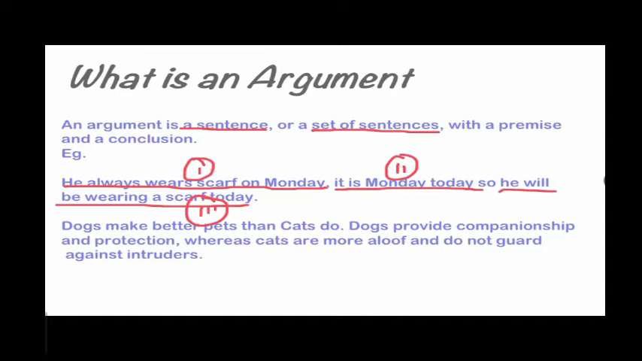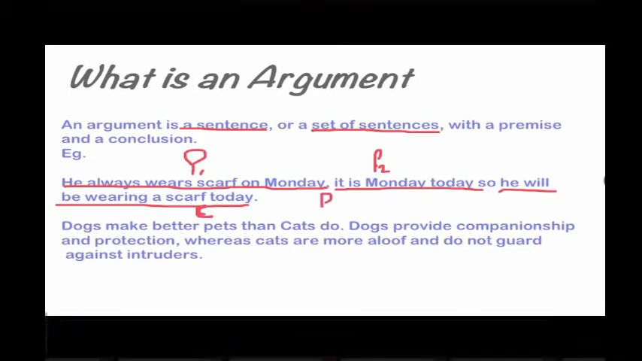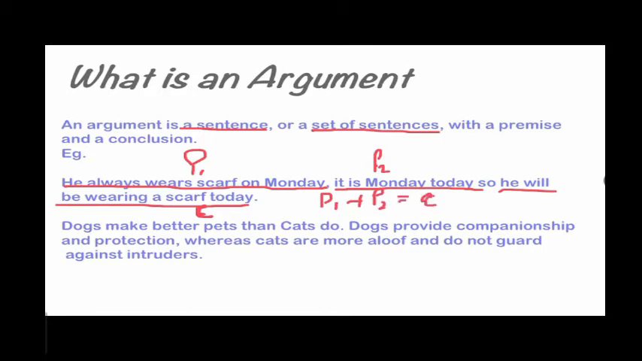Why? Because let's call the first one P1, the second P2, and the third, let's call it C as of now. If you look closely, P1 and P2 give me C, right? These P1 and P2 are statements which are supporting the conclusion here. So I can say that these facts P1, P2 are supporting C, or C is held true by P1 and P2. And that is my requirement for an argument. He will be wearing a scarf today is the conclusion of the argument.